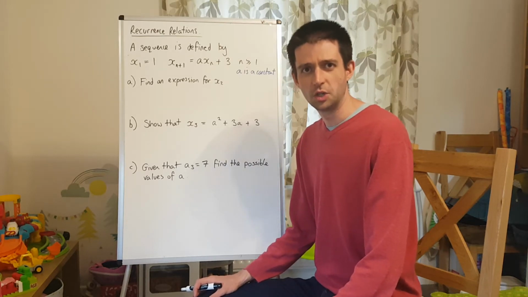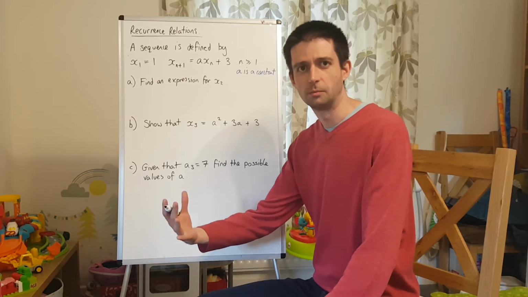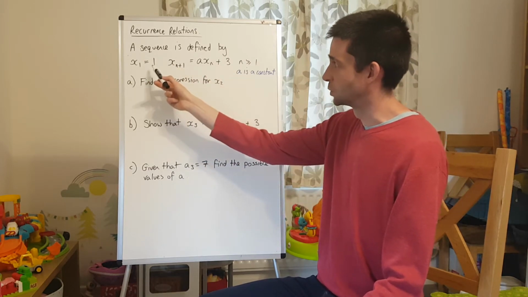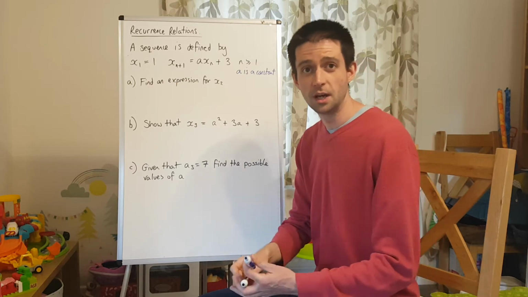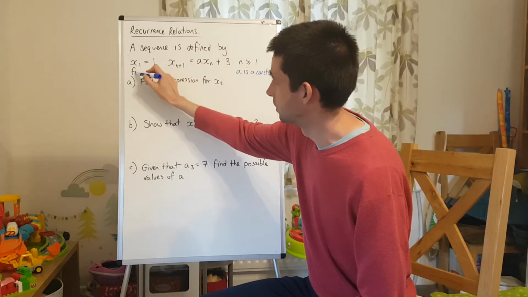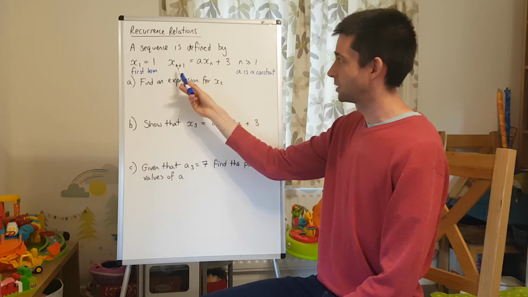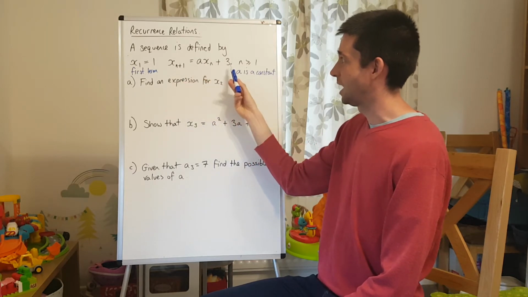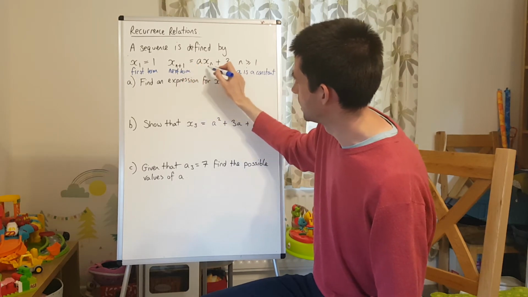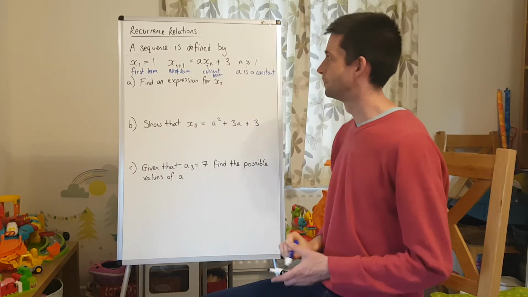This is part 2 of the lesson on recurrence relations, and in this video I'm just going to go through a second example. So we have a sequence defined by x1 equals 1. Now I mentioned in the previous video that where we used a, you could also use x or u. This hasn't changed, it's x1, so this still represents the first term. xn plus 1 equals a xn plus 3. So xn plus 1 is the next term and xn is the current term.